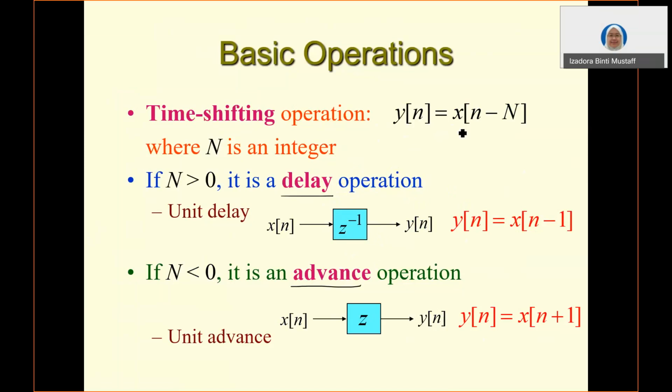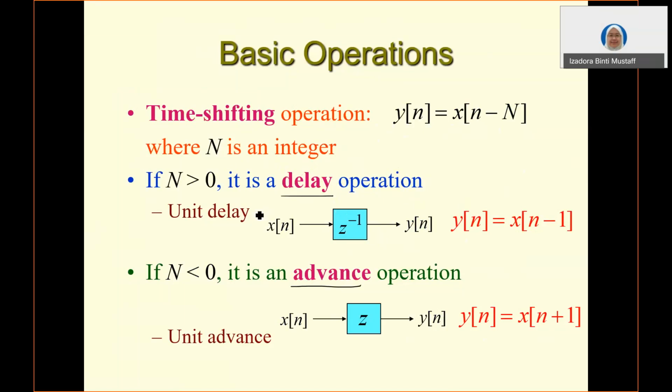Alright, so dekat sini time shifting operation. So yn, okay, adalah output apabila xn di-shiftkan beberapa unit, ya. So n is an integer, ya. Dia tak boleh jadi 1.2, 1.5.